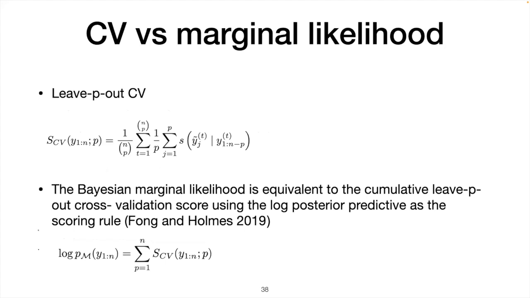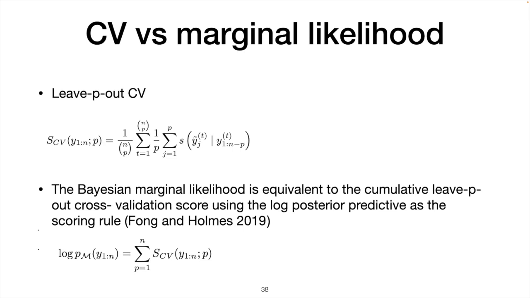We can also draw the connection between cross-validation and marginal likelihood. It turns out the marginal likelihood itself can be viewed as an average of leave-p-out cross-validation, where p is summed from 1 to n. If p is 1, it's just leave-one-out cross-validation, right? So that gives you one metric. And you can also ask, what if I leave 2 data points out? That's leave-2-out prediction. You can also leave n out.